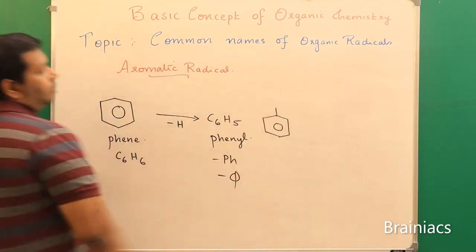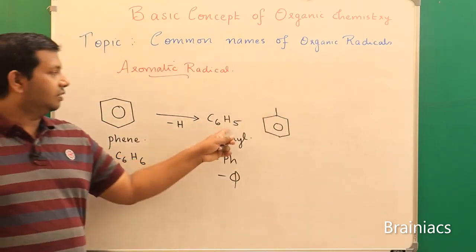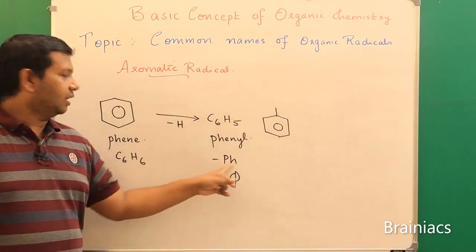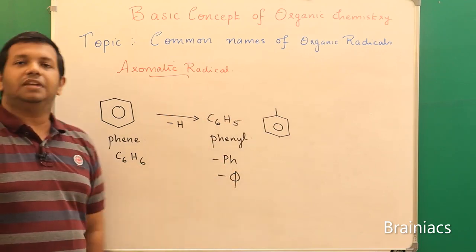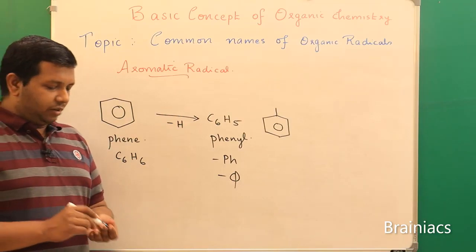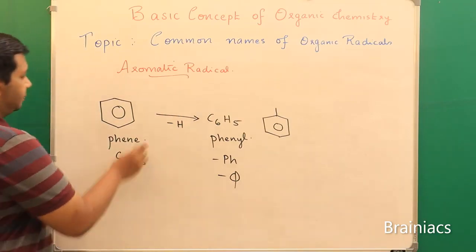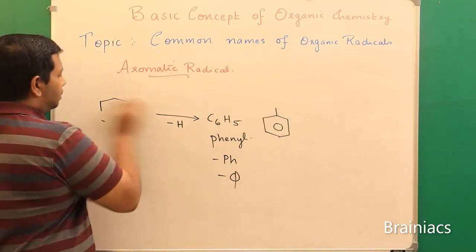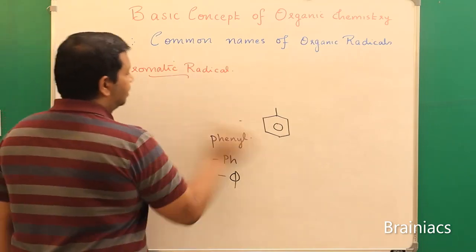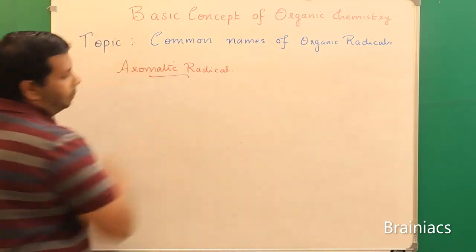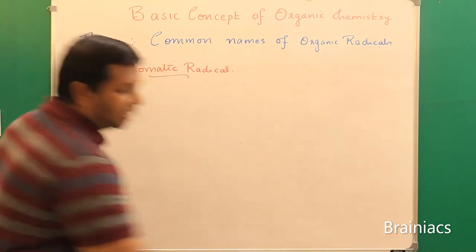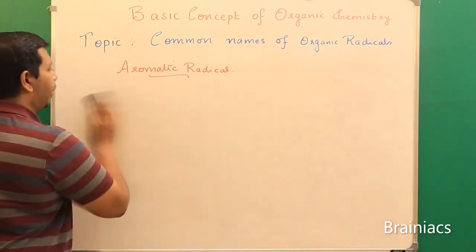Okay, both are correct, either C6H5 or like this, or hyphen Ph, or like Xi. All these are what actually? Phenyl. Now we will try to see another example. So listen, the examples are very important because that will help you learn the other organic chapters in a much more comfortable way.